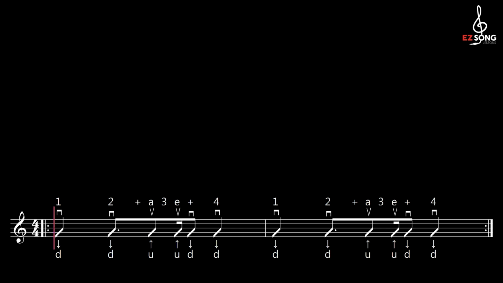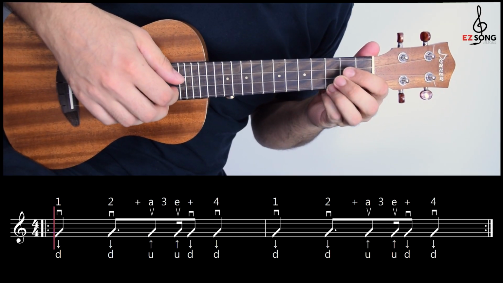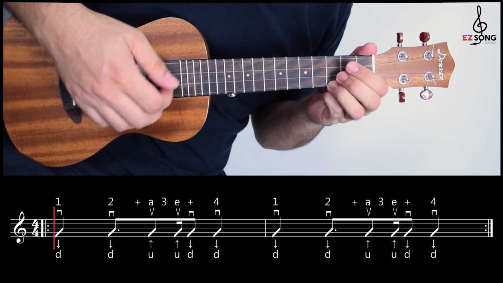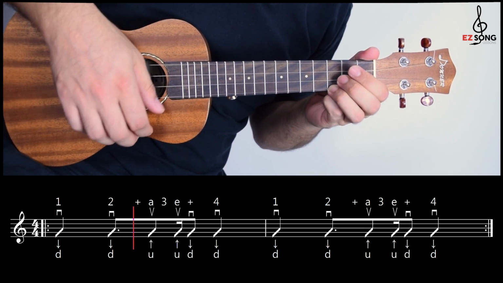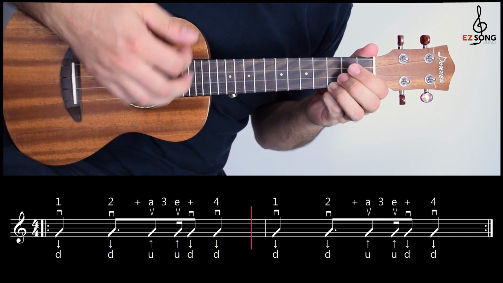Tip number 22. Use this rhythm to play Despacito. The third one's a bit more complicated and it has a rock feel. 1, 2, 3, 4. 1, 2, 3, 4.